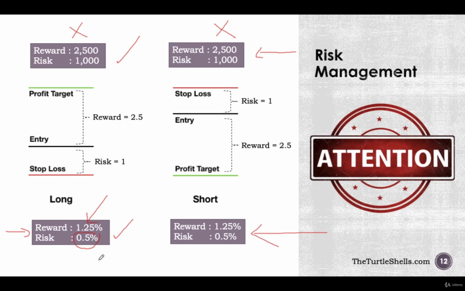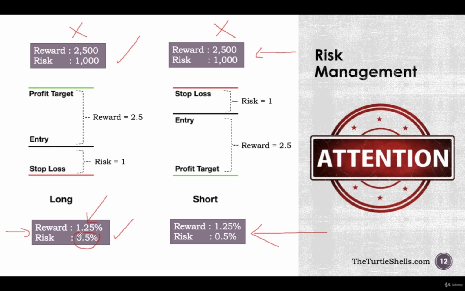There are some people who might choose to change this amount. Like some of them are very conservative. They might take 0.25%. Some may take 1%. Some may take 2% risk per trade. But whatever it is that you choose, just ensure that the percentage remains constant across all trades.